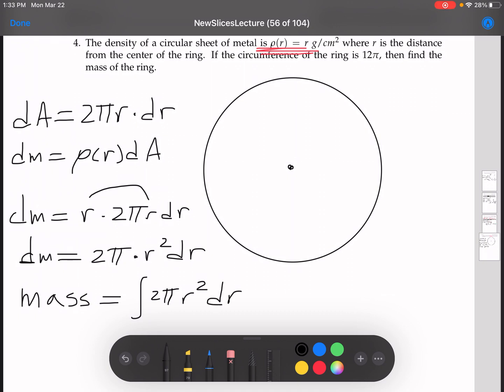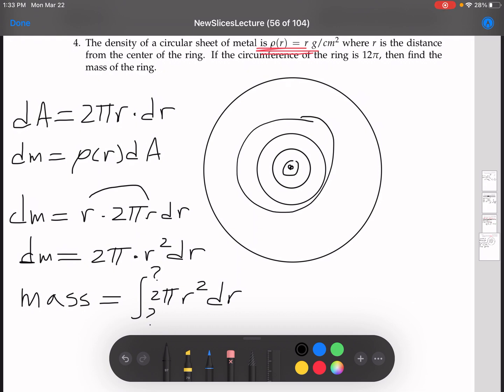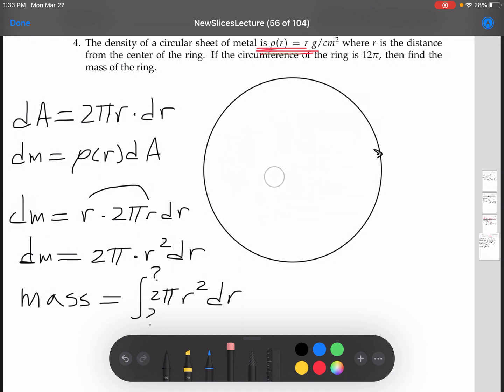Now we need to tell the integral where to start and where to stop. We're ranging over all radii. There's that one, there's that one, there's that one, all these different radii, and we're ranging out through to the edge. So we're going to start at radius r equals 0. And then where do we stop? That's the question, where do we stop?